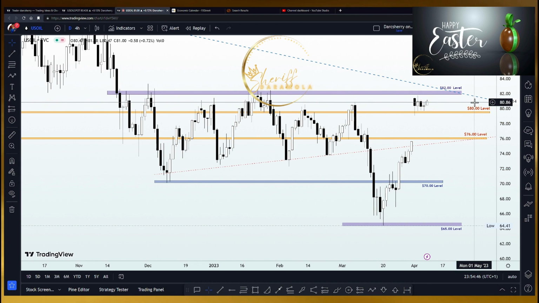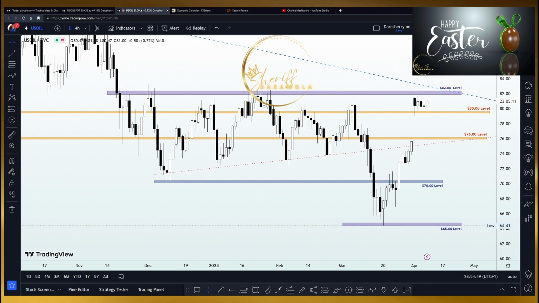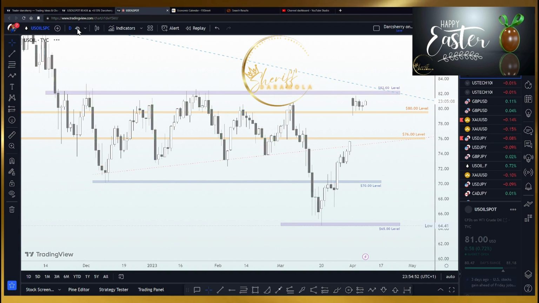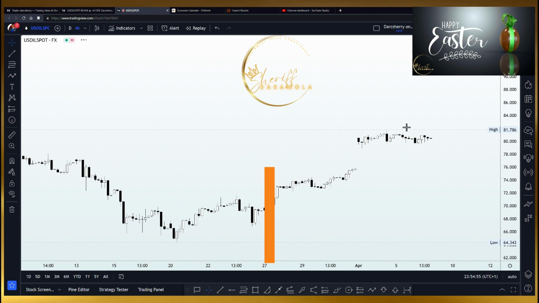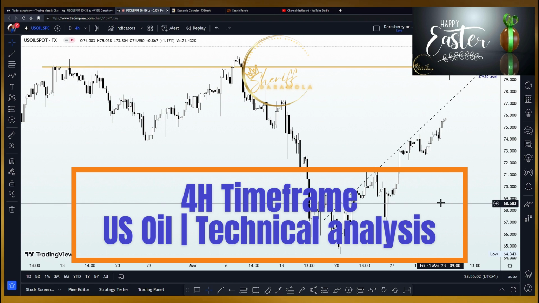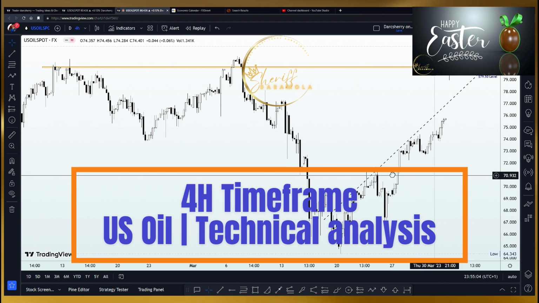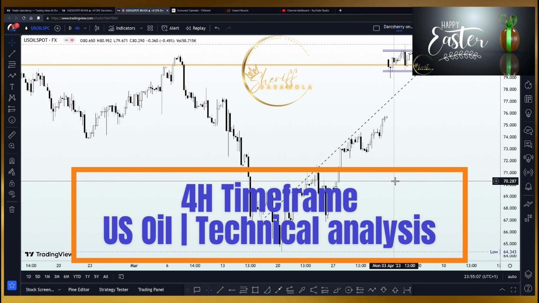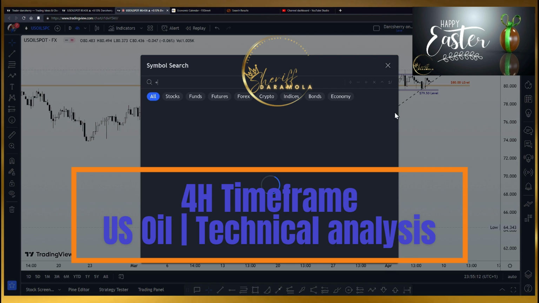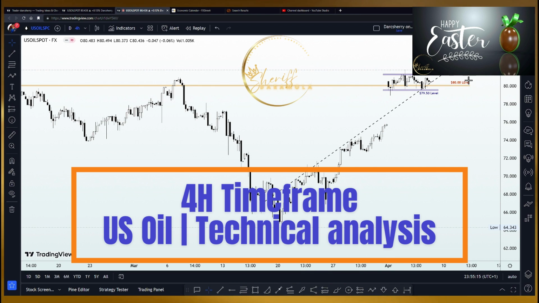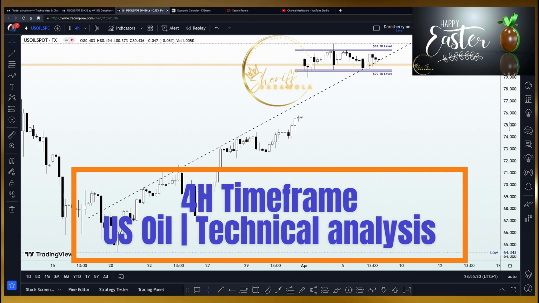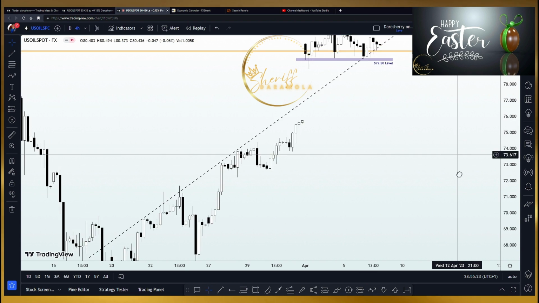So with that being said, let's dive right into the lower time frame. And on the lower time frame here on the US oil, this is what I was able to identify. So hold on a second, please. Let me reset the chat and let's look at this together. Okay, so here we are. So this is what I was able to identify on this chart.